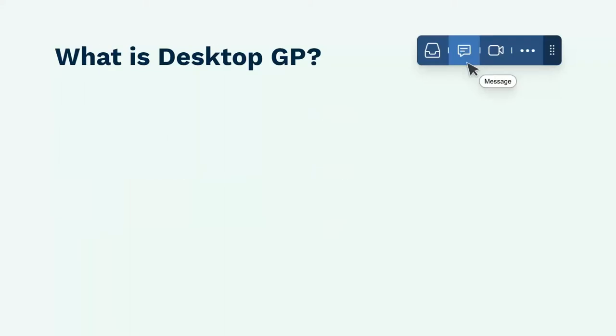So what is Desktop GP? Desktop GP is MJog's toolbar. So it's up there in the top right. This is our very latest version. It's just being deployed today into testing. So that's quite exciting, and Brendan will be able to show that off.